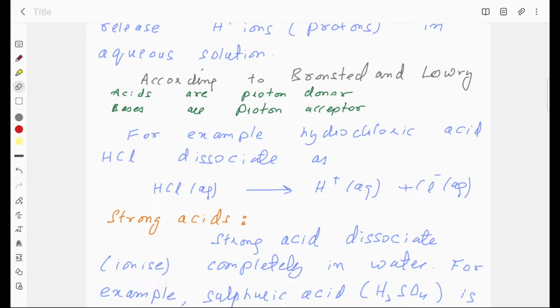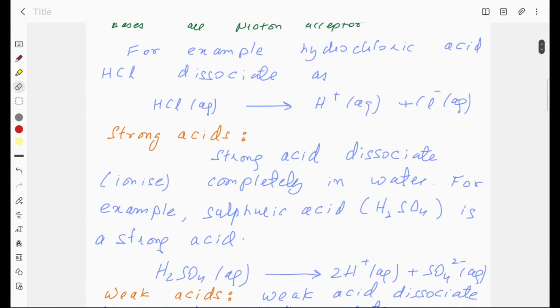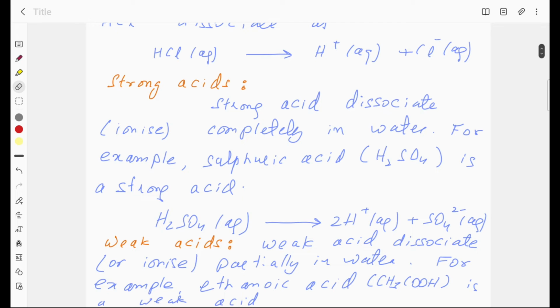Strong acids ionize or dissociate completely in water. For example, if you take sulfuric acid, it breaks into 2H positive and SO4 2 negative. It's a strong acid because if you have 1000 molecules of H2SO4, they all ionize or dissociate into 2H positive and SO4 2 negative. So strong acids ionize completely.